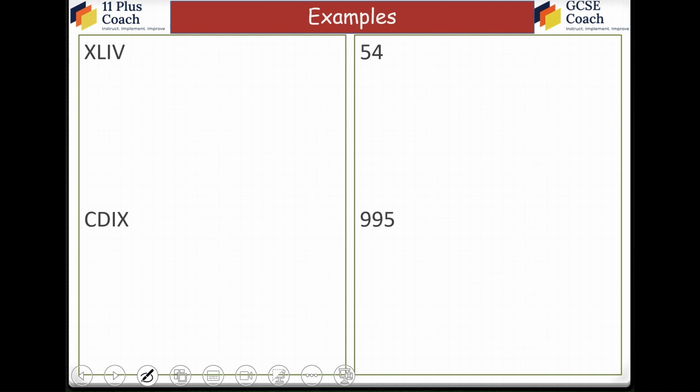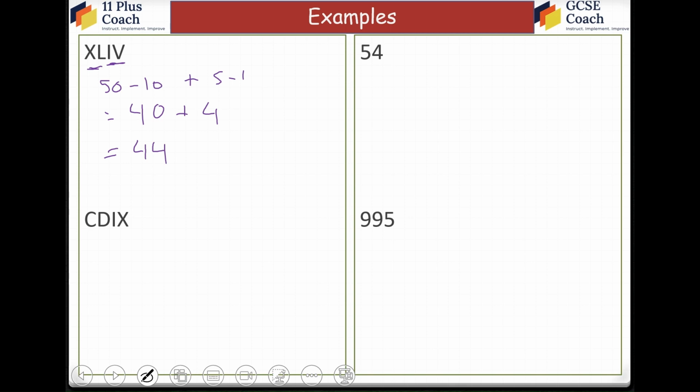So let's have a look at some examples. I have XLIV. What does that represent in Arabic numerals? X represents 10. L is 50. So 10 can be taken away from 50. So these two here will give you 50 minus 10, which is equal to 40. And you have IV, which is 4. 1 less than 5 is 4. So plus 5 take away 1, which is 4. So this 40 plus the 4 altogether makes the number 44.